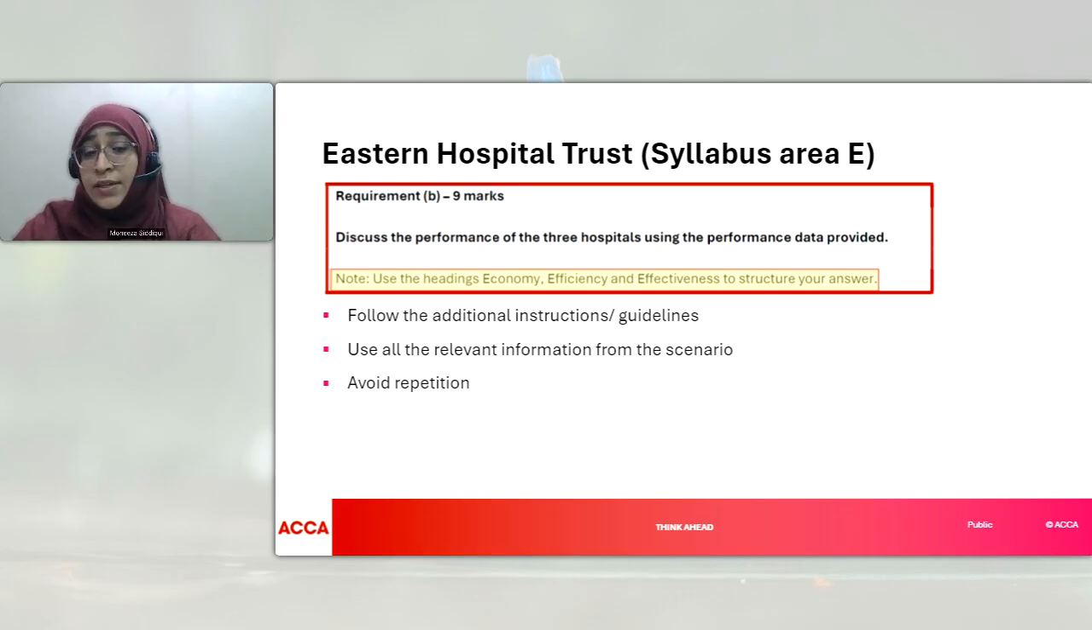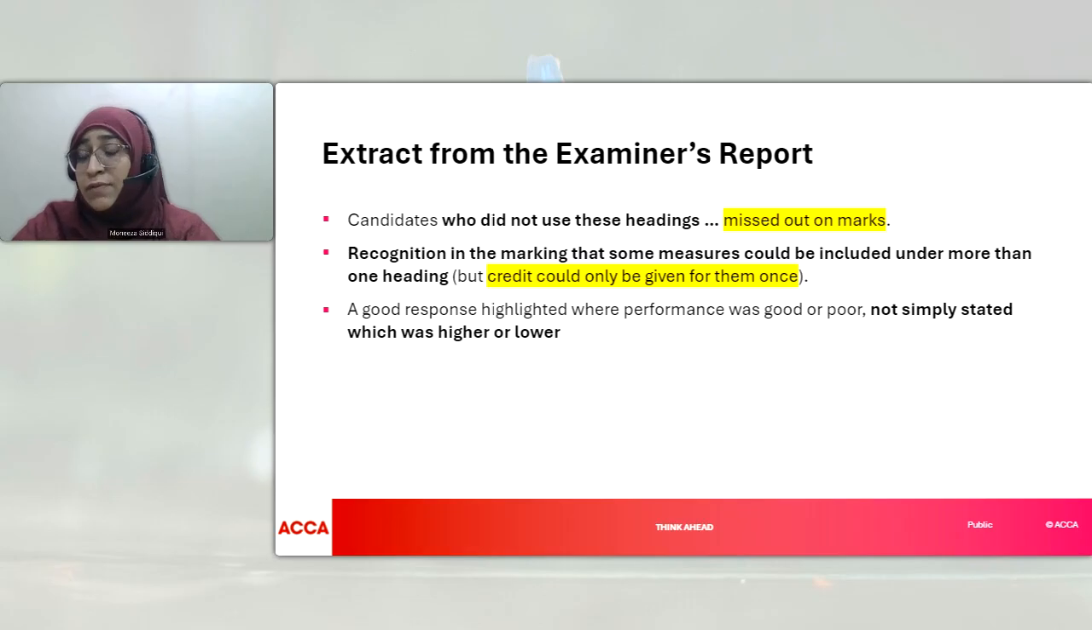And that's exactly what the examiner's report extract says. The first thing that they've highlighted is that candidates who did not use these headings when planning their answer missed out on marks. And that's again because when you're in the flow, when you're writing the response, you tend to just write whatever comes to your mind first. But when you have laid out your structure and said, I need to write something for economy, I need to write something for efficiency, I need to write something for effectiveness, you will go back and think, hold on, have I written sufficient points for efficiency, for example? So using the subheadings or not using them in this particular case led to poor performance by the candidates.